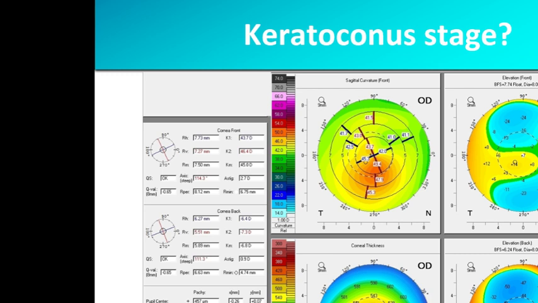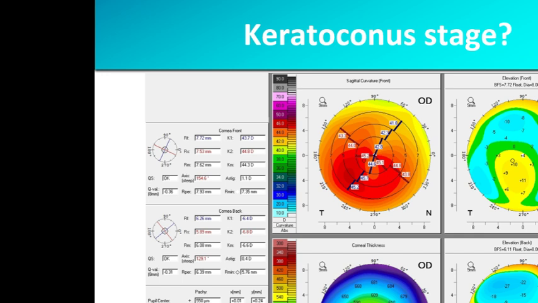Okay? Now, coma will affect, of course, the quality of vision, causing coma-like shadows. So the patient is suffering from ghost images, shadows to the letters that he reads. Okay? But not that severe because it is mild keratoconus. Okay, so it is mild.